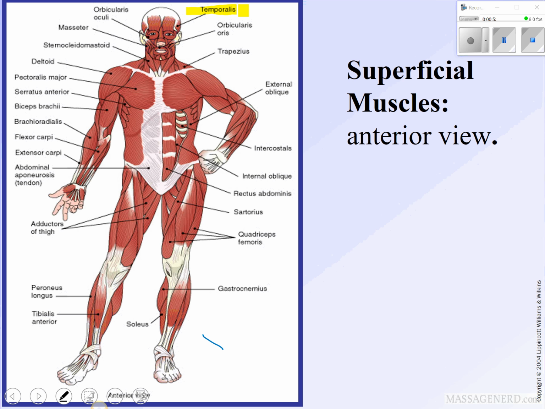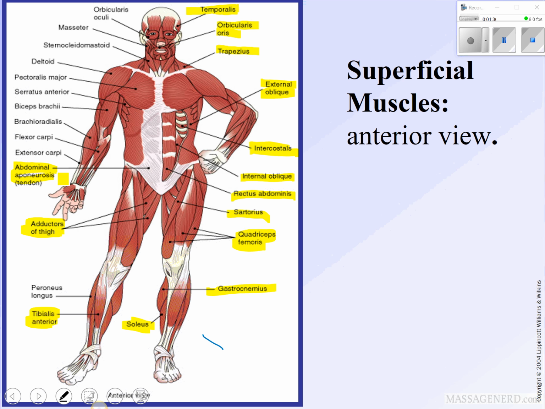So one of those would be the temporalis, orbicularis oris, trapezius, external oblique, the intercostals, internal and external, internal oblique, rectus abdominis, sartorius, the quadriceps femoris. On this picture, they're adding those together, but you will need to know those separately, which I'll give to you separately in another slide later on. I think the next picture shows them separately. Gastrocnemius, the soleus, tibialis anterior, the adductor muscles of the thigh. Again, I'll give you those as separate as well. They're talking about those as a group.